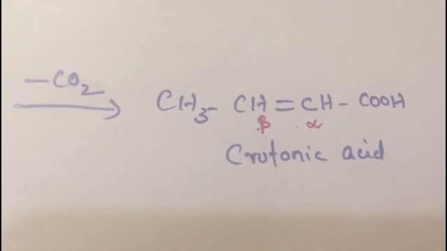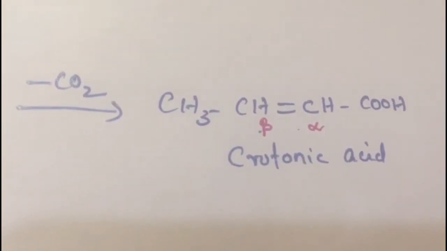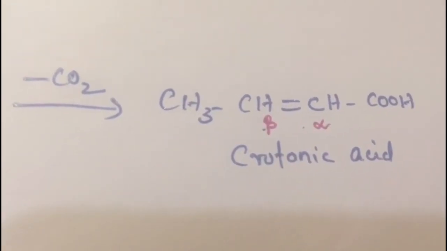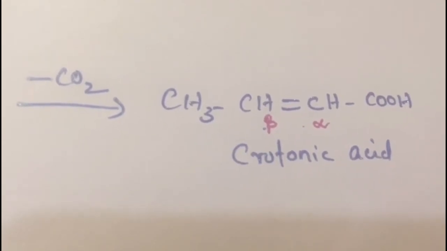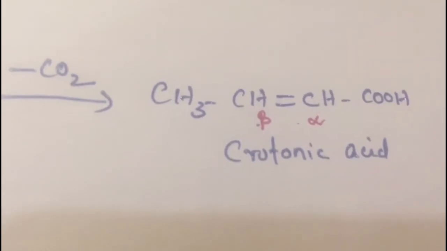So here we have studied the Knoevenagel reaction, that is the condensation of aldehydes and ketones with an active methylene compound in the presence of a base catalyst to form alpha beta unsaturated acid.